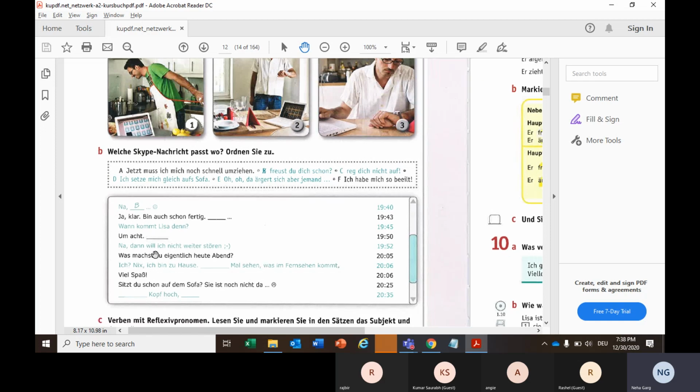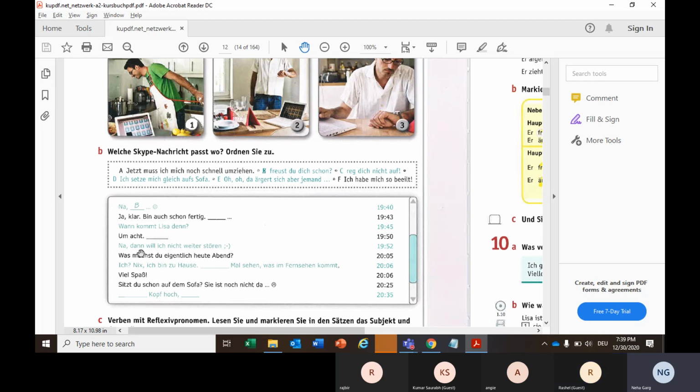Dann will ich nicht weiter stören. Was machst du eigentlich heute Abend? Ich bin zu Hause.